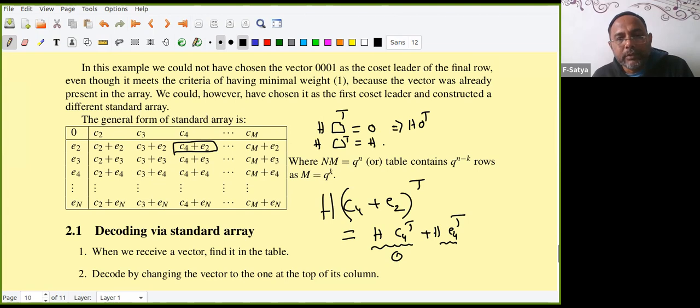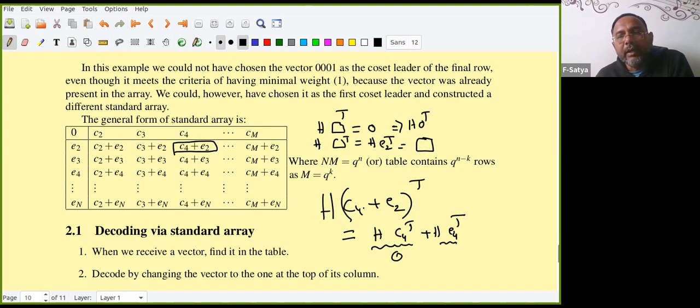H into E2 transpose only, right? Whatever you take here, if I multiply it by that transpose, I get E2 transpose only. All of them are giving the same thing. So the error vectors, that error pattern now. So what are the errors, right? These are the errors, right?